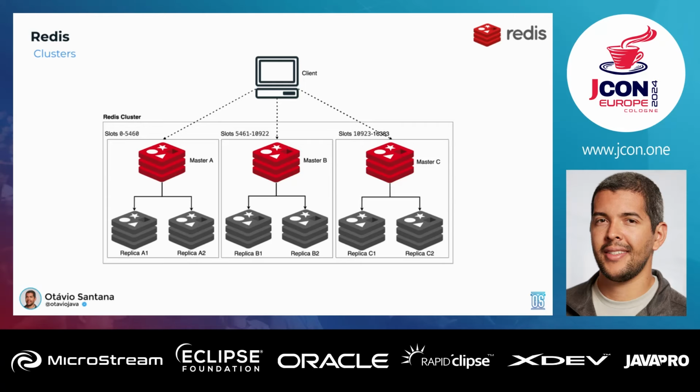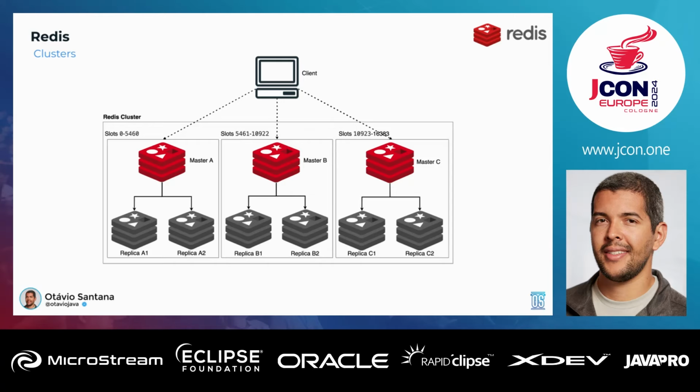Redis works as the master-slave structure, or primary-replica structure, where the primary is in charge of writing information and then duplicating that information to the replica. And the replica is the one in charge of reading that information.